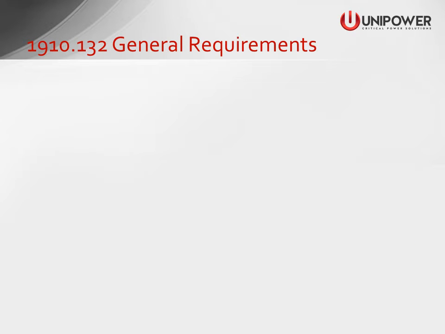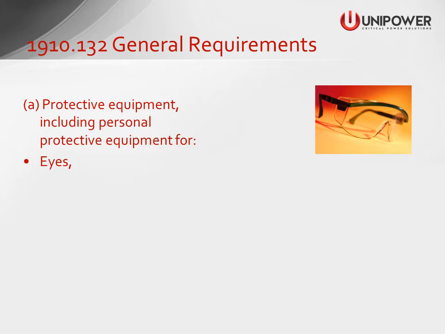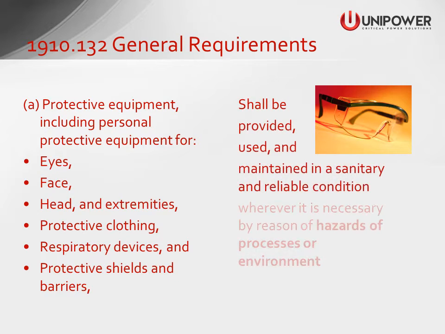Regulation 1910.132 of the General Requirements from OSHA states that protective equipment includes personal protective equipment for eyes, for the face, for head and extremities, and protective equipment and respiratory devices, protective barriers, and shields. This equipment shall be provided, used, and maintained in sanitary and reliable condition wherever it's necessary by reasons of hazards of process or environment.